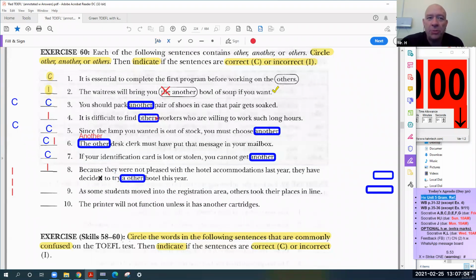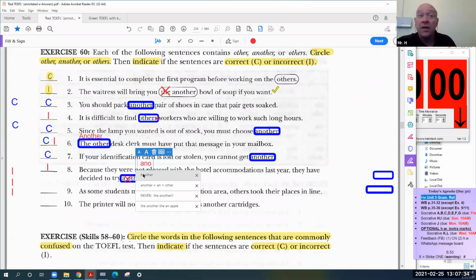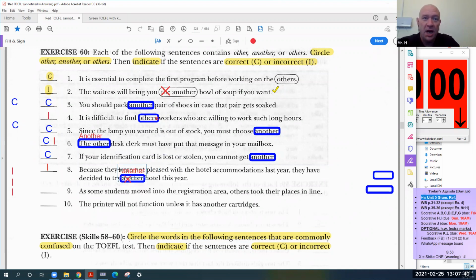What should it be? They were not pleased with the hotel accommodation last year. They have decided to try another hotel. We want to say another, and also just one word. Should it be other hotels? That's also possible. You're right.